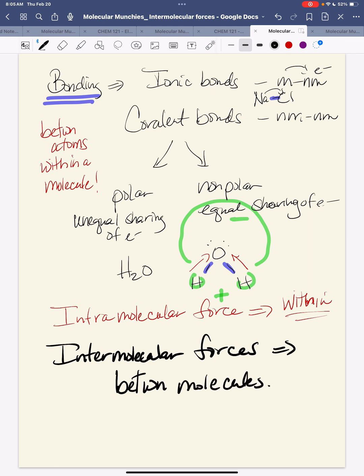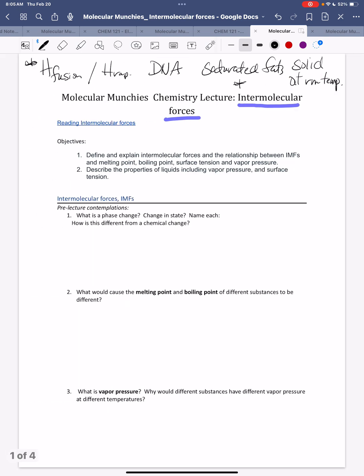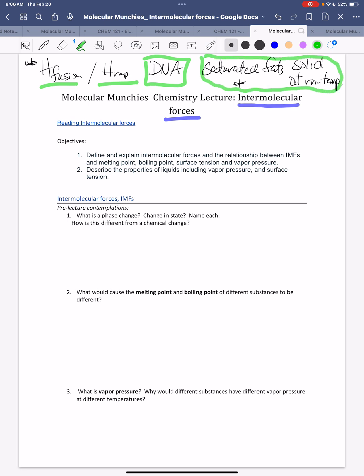Basically those are the things that affect the things I mentioned earlier. Those things again are: why is it a specific amount of energy to make something freeze or boil? How is DNA stuck together? And how come saturated fats are solid at room temperatures? So I'm going to skip this part right here because we just went over phase changes and how they're different from chemical changes. So we'll just assume you guys are there.